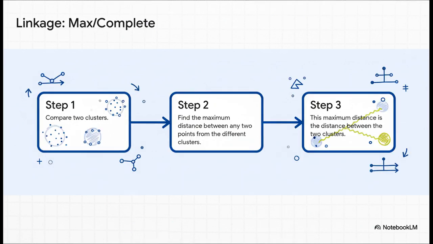On the flip side, you have complete linkage, which is more of a pessimist. It defines the distance between two clusters by looking at their two farthest members. In our social analogy, this means two groups are only considered close if everybody in one group is pretty close to everybody in the other. This method is great for avoiding that chaining effect, and it's what you want when you're expecting compact, ball-shaped clusters.